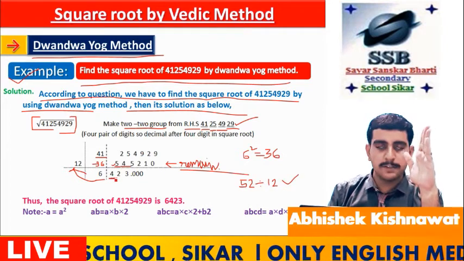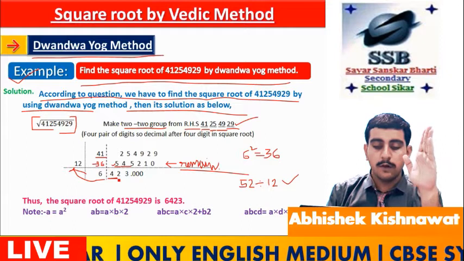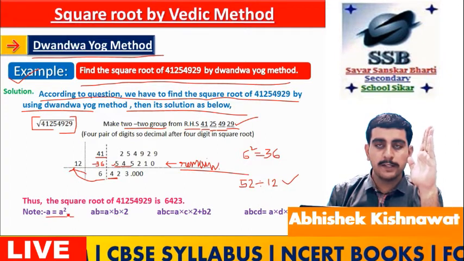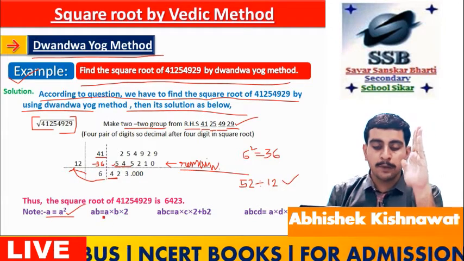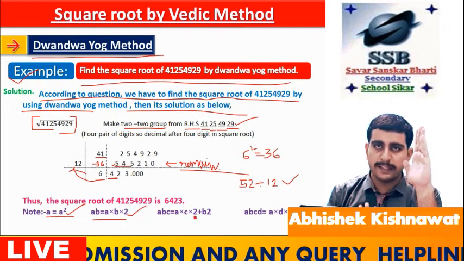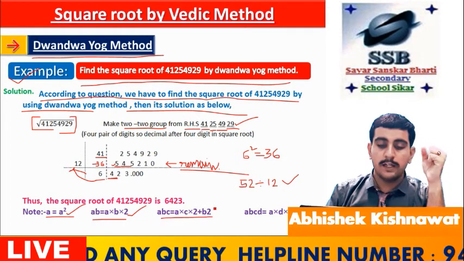We have to follow the same steps, and after solving it, we have to count the number of pairs. How many pairs are here? Here it will be 4. So after 4 digits, we have to place the dot. I think you all get it. Very good. Let's move on to the next part.